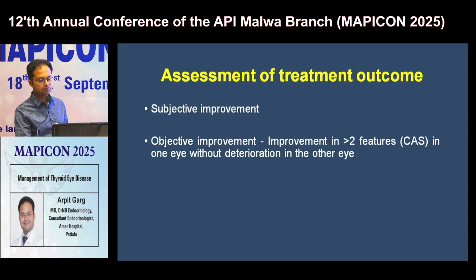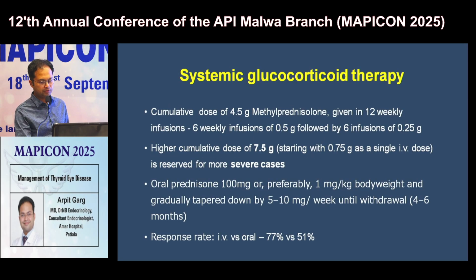How to assess the treatment outcomes? One is a subjective improvement. Patients tell about the improvement, whether the grittiness has decreased, whether any improvement in the diplopia. And objectively, you can assess the improvement by seeing the clinical activity score. If there is improvement in more than 2 features in one eye without any deterioration in the other eye, then we can say that your patient is responding to the treatment.